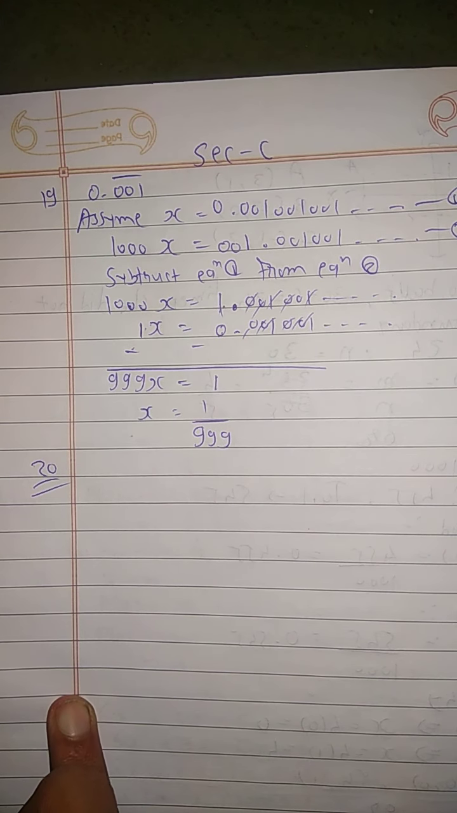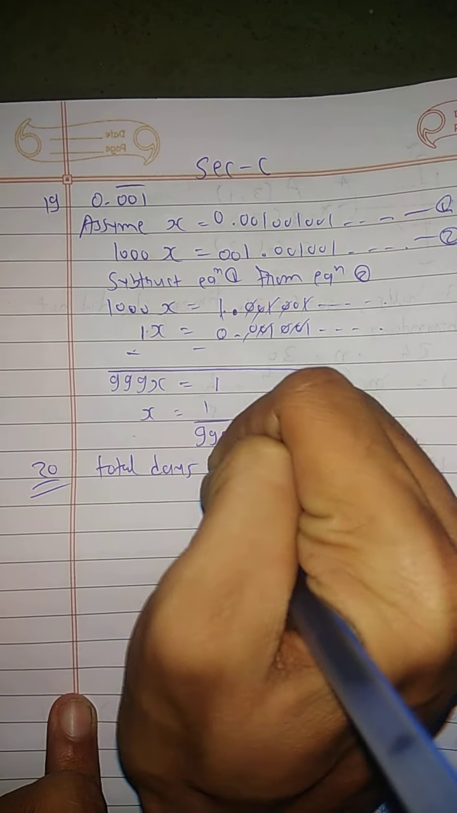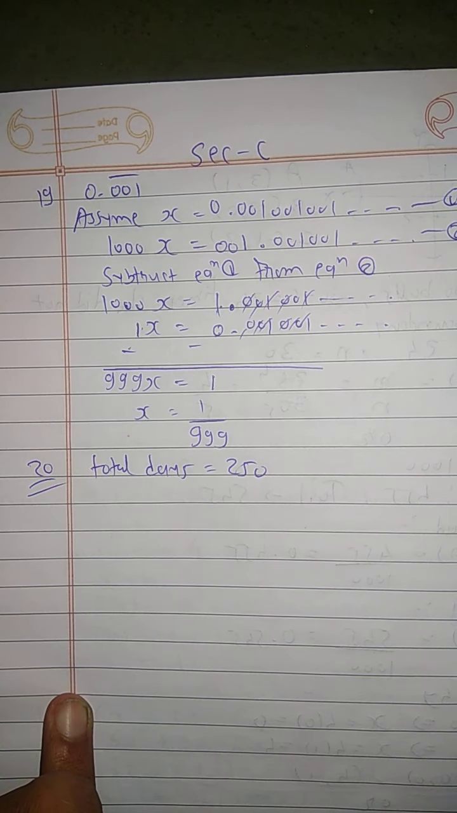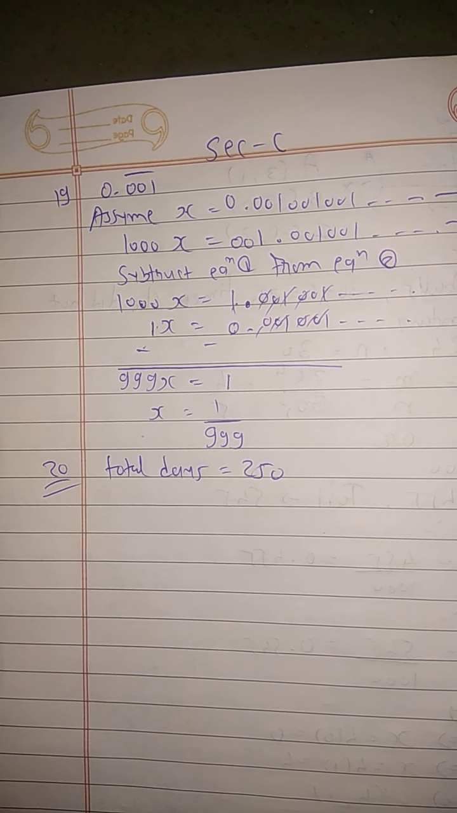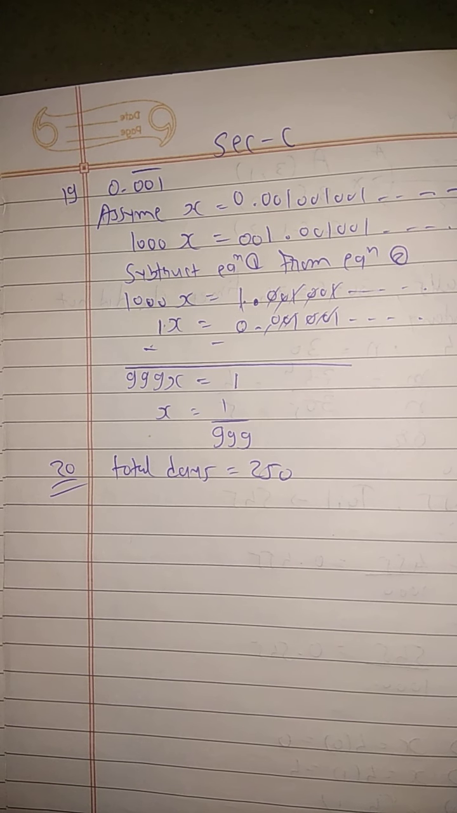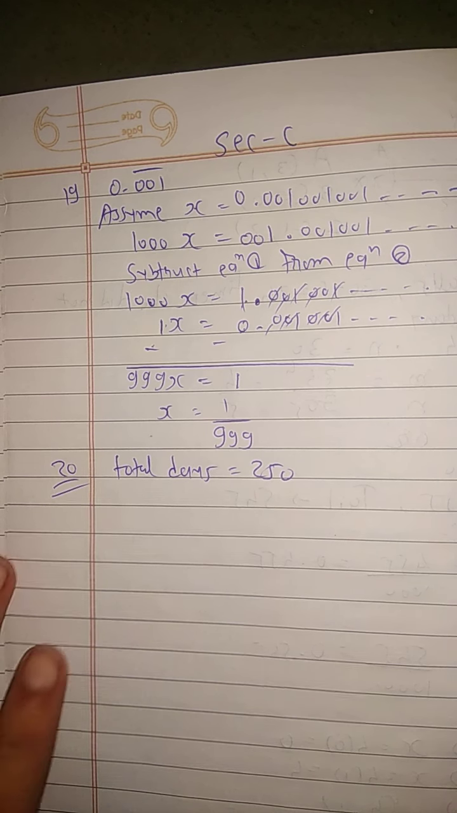Then number 20. The record of a weather station shows that out of the past 250 consecutive days, the total days is 250, its weather forecast was correct 175 times. Okay, 175 times correct forecast was there.